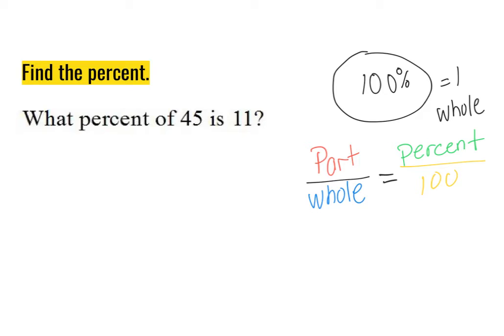So a key word for the whole is "of." Whenever I see "of" and a number that comes after "of," that's kind of like a clue telling me that we're talking about the whole. And then the part, the key word is "is."